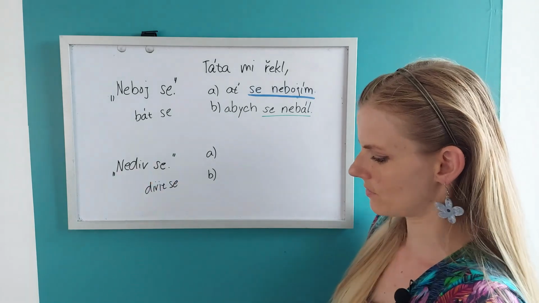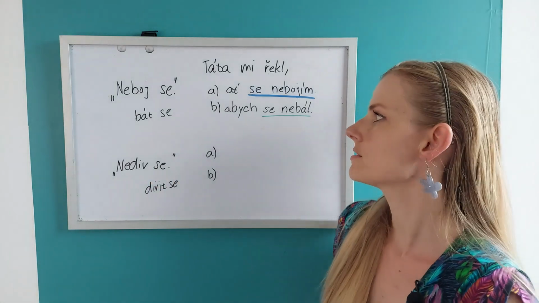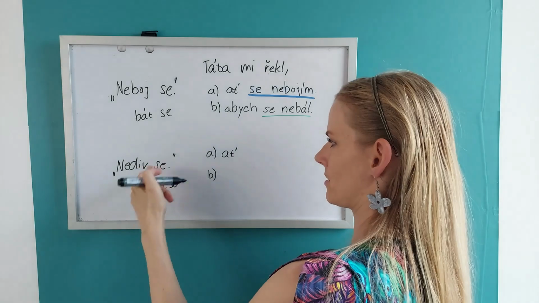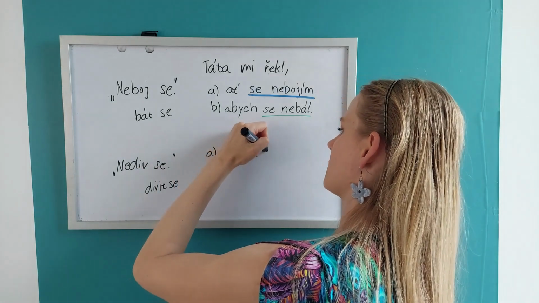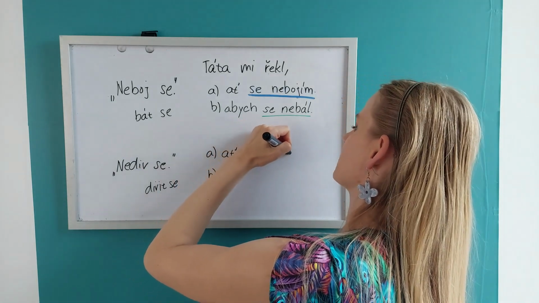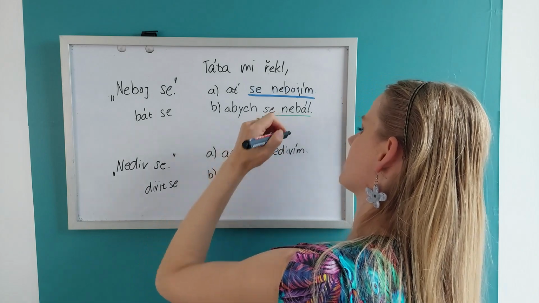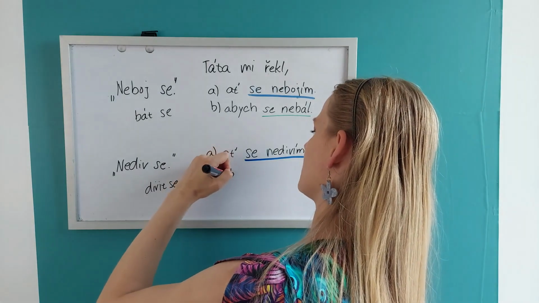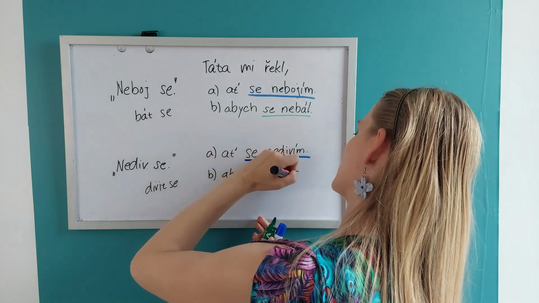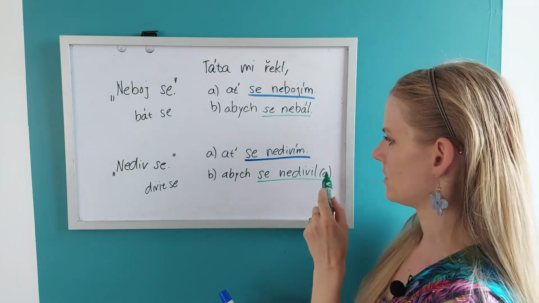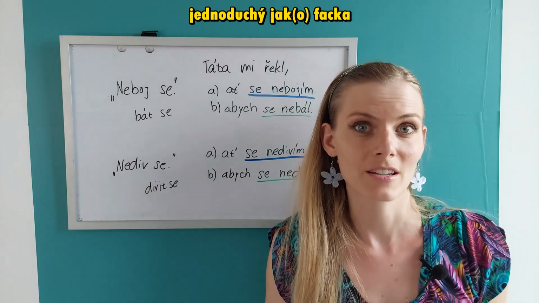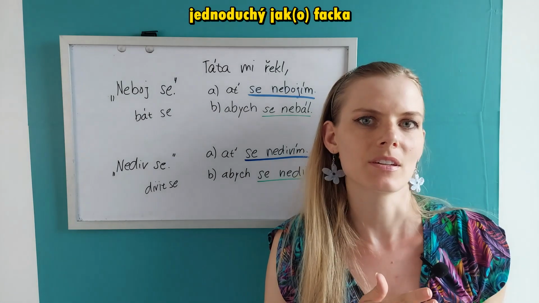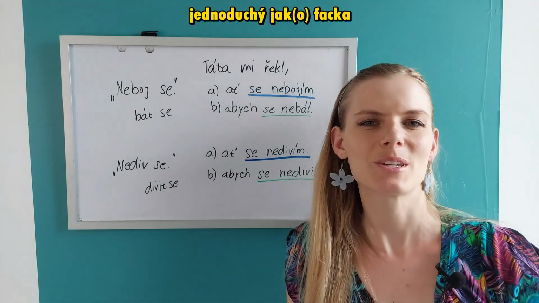And this one, nediv se. My dad told me not to be surprised. First option with ať. Táta mi řekl, ať se, again, ať se nedivím. This is present tense. Ať se nedivím. Or with abych and the past form. Abych se nedivila. Past tense. Clear? And like we say in Czech, jednoduchý jak facka. It's as simple as a slap in the face. That's what we say. Jednoduchý jak facka.